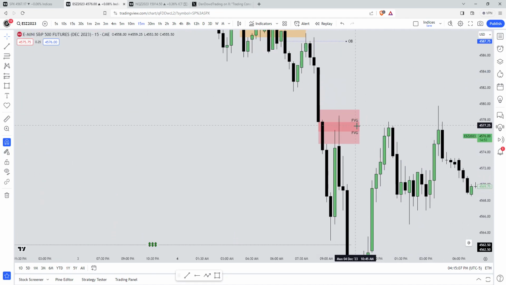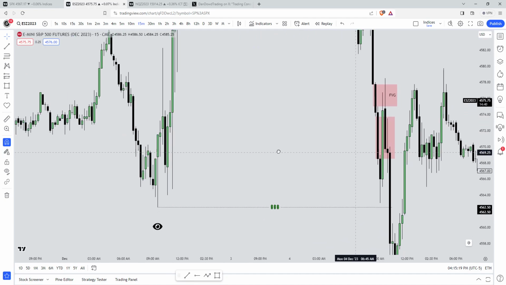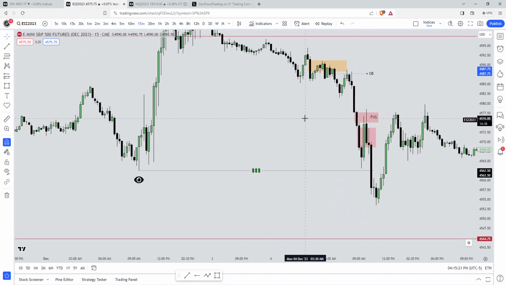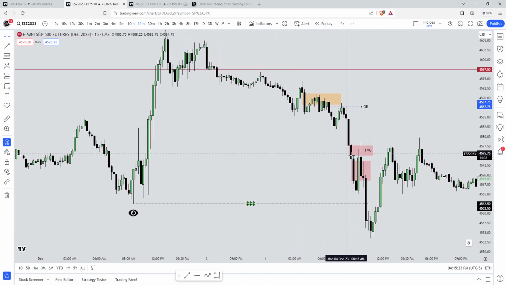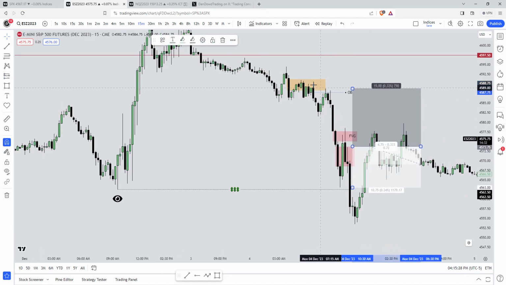When price retraces back up, I'm looking for any PD array to mark out. I can mark out the fair value gap right here. I can mark out the fair value gap right here. This should be a little bit lower. So this is a bearish fair value gap. These are both bearish fair value gaps. Now, since price is already so low, you may be thinking, well, how the heck can you get in right here? You're going to have your stop all the way up here, right? Or where's your stop loss going to be?